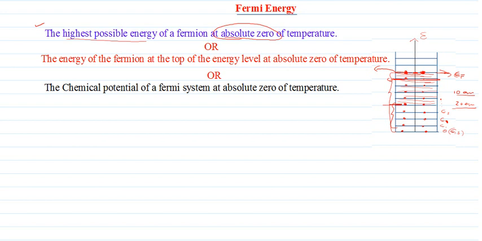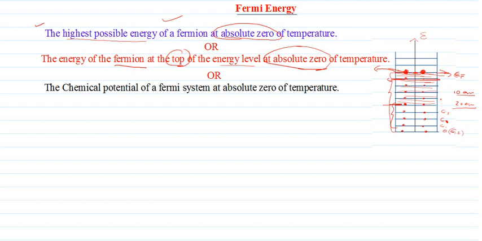And the second definition is only verbally different, but conceptually the same. That is the energy of the fermion at the top of the energy level. It's telling the same thing as the first definition. The energy of the fermion at the top of the energy level means the energy of this particular fermion, which is equal to EF, depending on the degeneracy. So at absolute zero, remember that we should not miss this particular term. That is quite significant. The key word there is that these are defined at absolute zero of temperature.